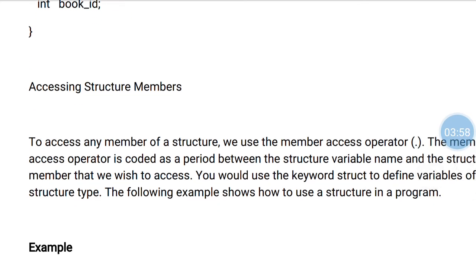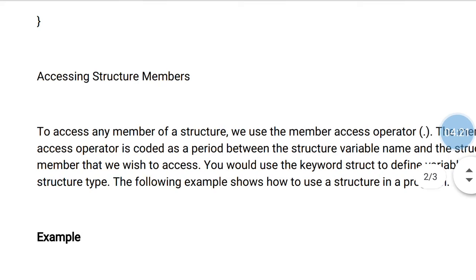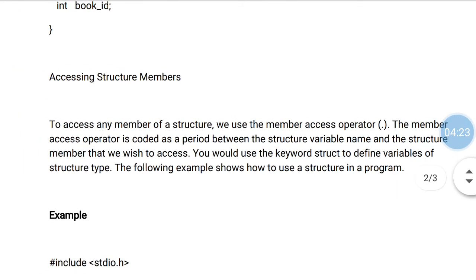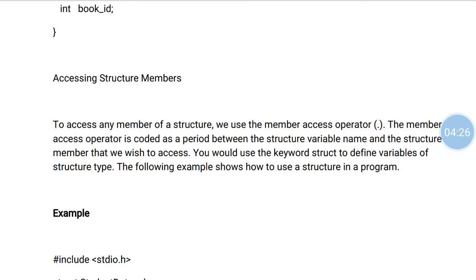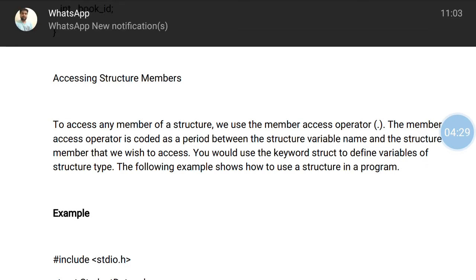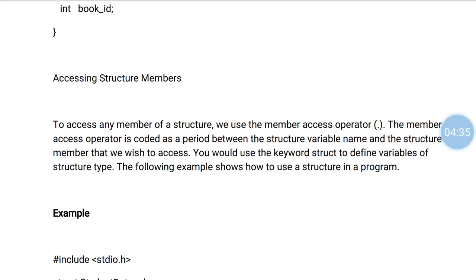Now, what is the method of accessing structure members? To access any member of a structure, we use the member access operator, that is the dot operator. Whenever we use the structure members, we use the dot operator with the variable name. The member access operator is coded as a period between the structure variable name and the structure member that we wish to access. You would use the keyword struct to define variables of structure type. The following example shows how to use a structure in a program.